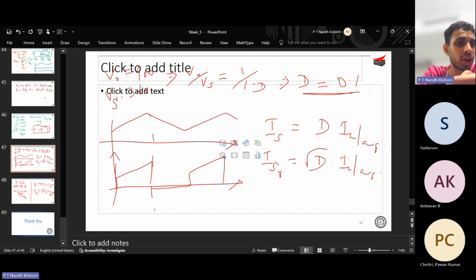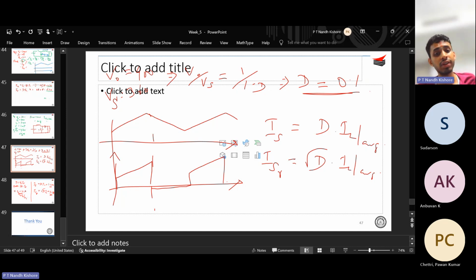That is why they have given 0.1. 0.1, 0.2, these are duties which give you a higher efficiency. That's why we use 0.1. Good question, Anbuan, but that's the reason. For efficiency purposes, we never operate with D equal to 0.9 or something like that. If you operate like that, your efficiency will be very, very low.